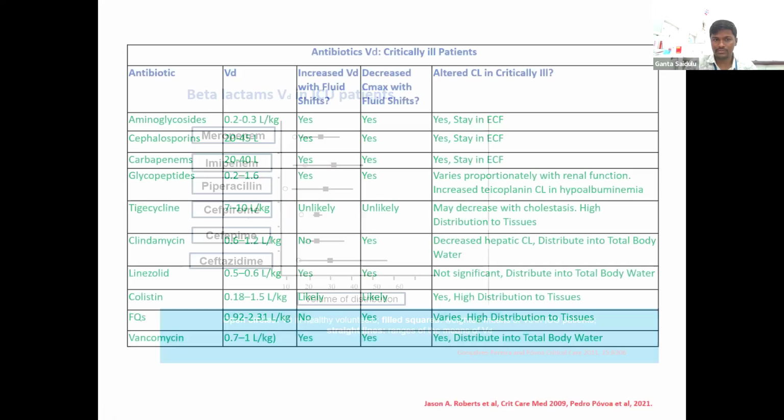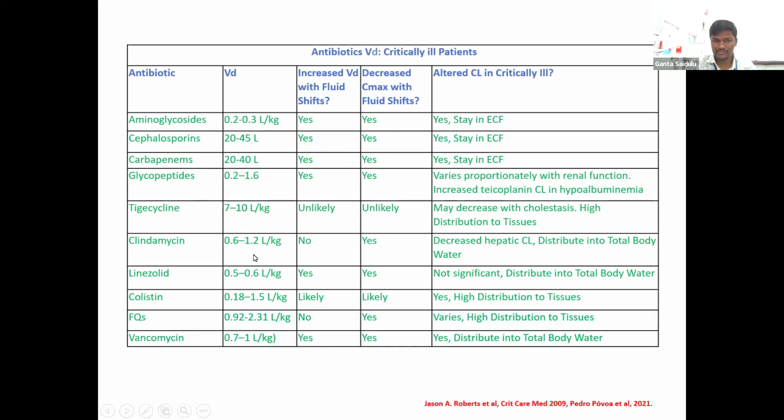So if you see antibiotic-wise, aminoglycosides: what happens with the increased volume of distribution with the fluid shifts, the patient receiving fluid resuscitation, the patient on inotropes? They can be very sensitive to the fluid shifts, and the Cmax decreases because they can distribute from the central compartment to other compartments, and there is altered clearance in the critical patient. Yes, they stay in the extracellular fluid only.